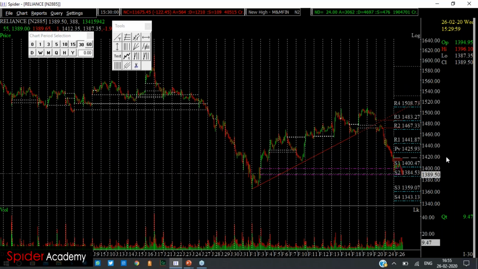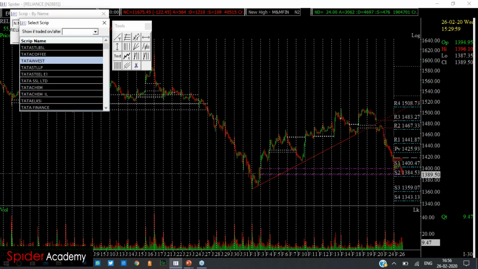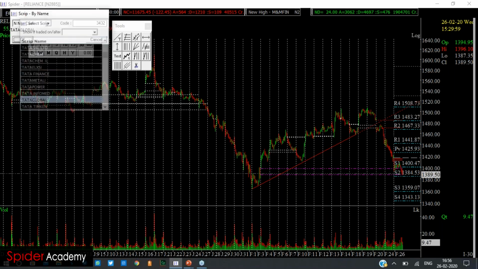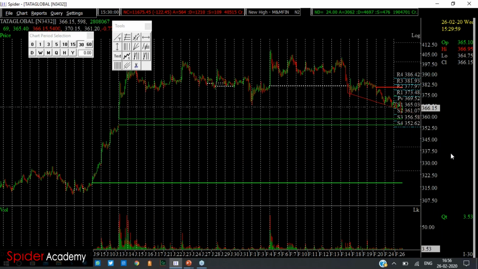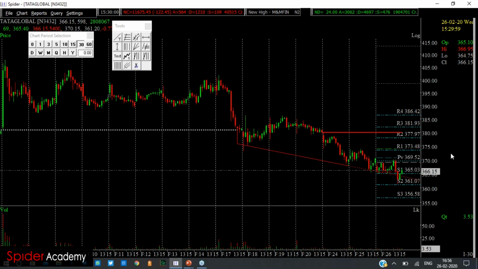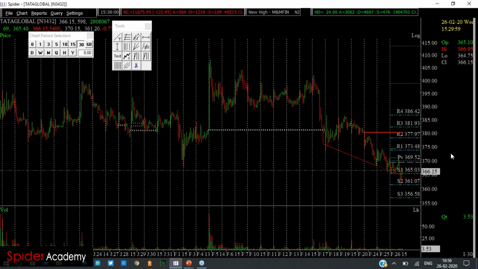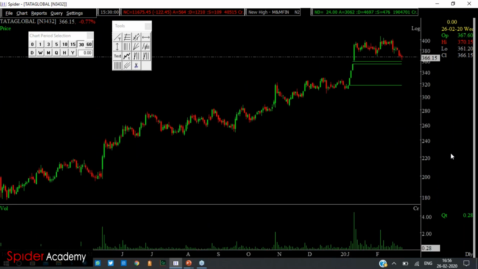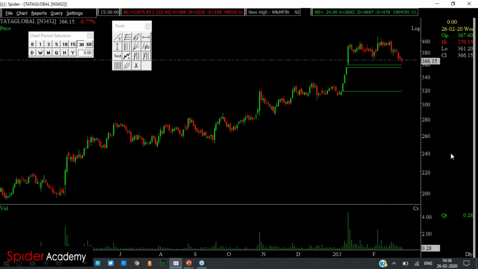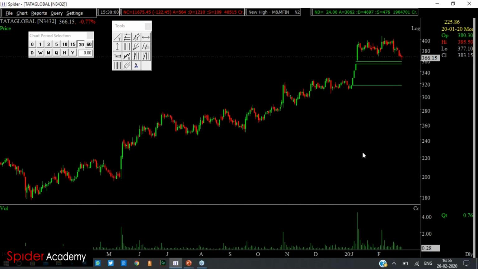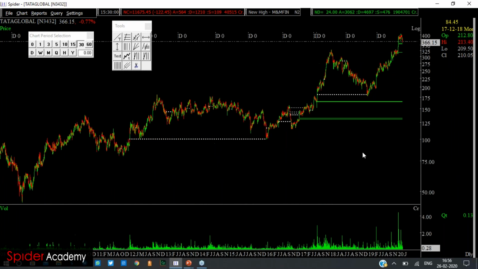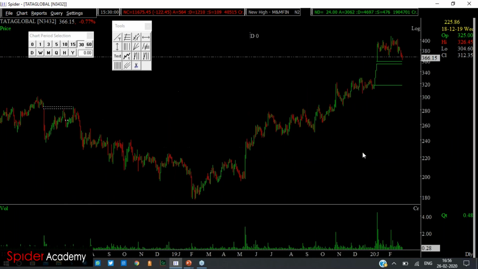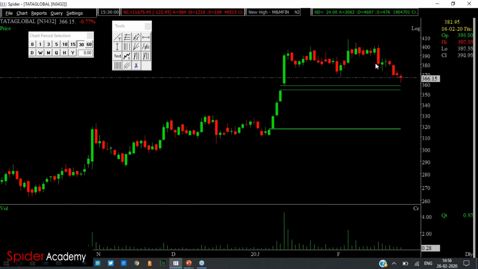Now again, let's go down to Tata Global. Wow. Another place over here. Tata Global, classical uptrend example. We are having this consolidation formation over here.